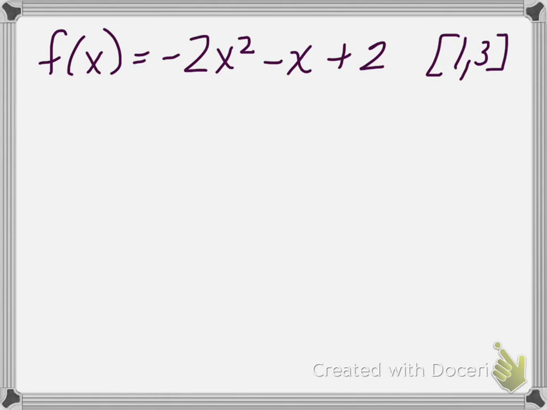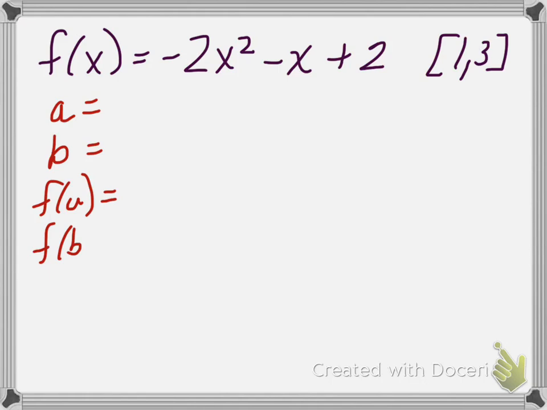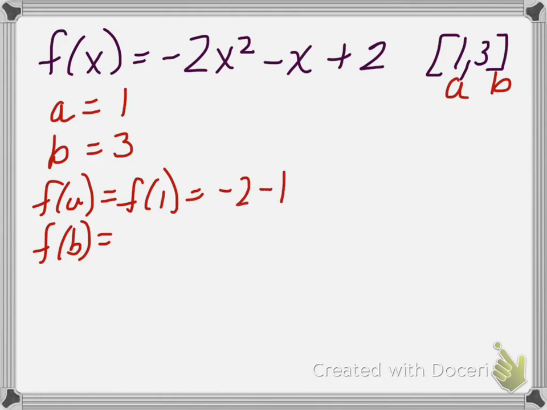Okay, this was the problem that asked about the mean value theorem. So for the mean value theorem, it's very procedural. You need to just find A, B, f of A, and f of B. So A and B come from your interval, so A is 1, B is 3. So f of A means to find f of 1, so you're just going to substitute into the formula given above, and you'll get negative 2 minus 1 plus 2, which gives you negative 3 plus 2, which equals negative 1.